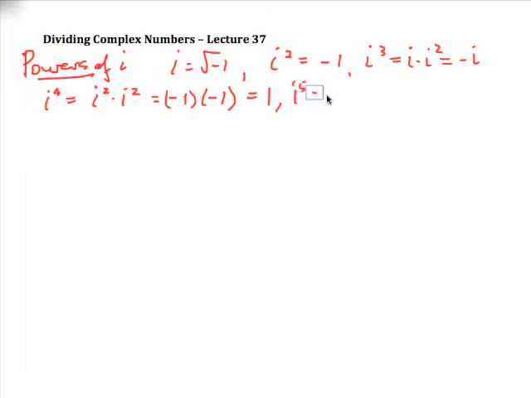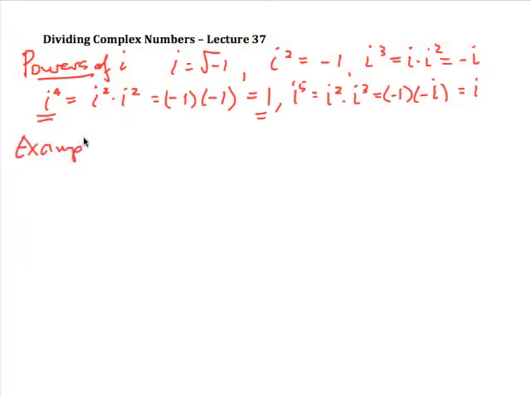What about i to the 5? Well, i to the 5 would be i squared by i cubed, which of course would be -1 times -i, which is i. So we're back again. As we keep going, this gives us a clue on how to do higher powers of i, because look at i to the 4, it's 1, so this is always useful.